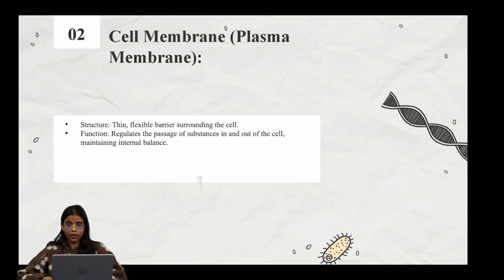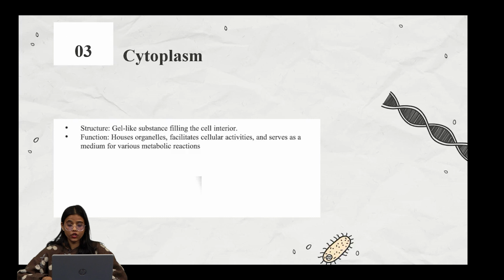Second one is cell membrane, also known as plasma membrane. If we talk about the structure, it has a thin flexible barrier surrounding the cell, and if we talk about the function, it regulates the passage of substances in and out of the cell, maintaining internal balance. Third one is cytoplasm. If we talk about structure, it has a gel-like substance filling the cell interior, and if we talk about the function, it houses organelles. It facilitates cellular activities and serves as a medium for various metabolic reactions.